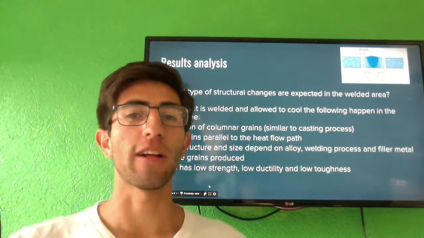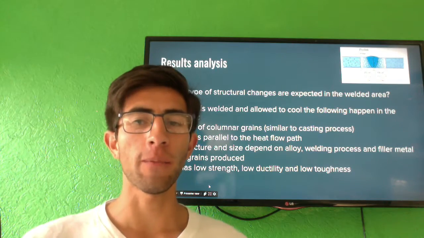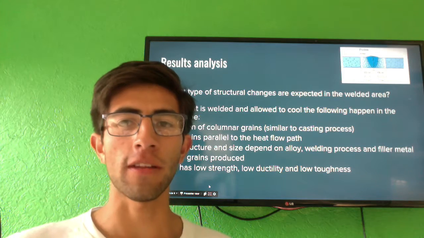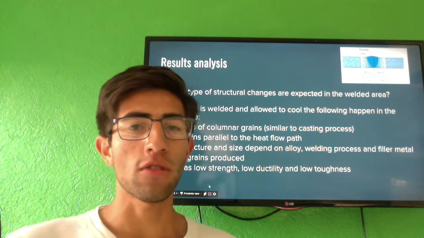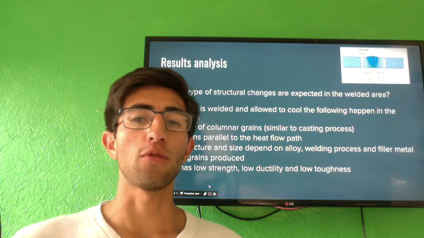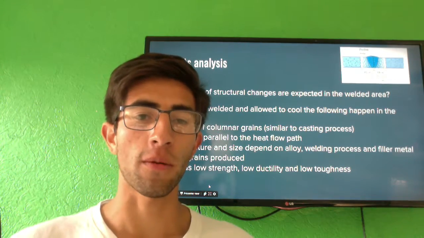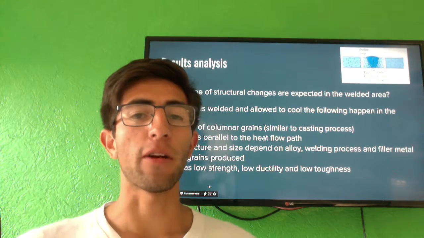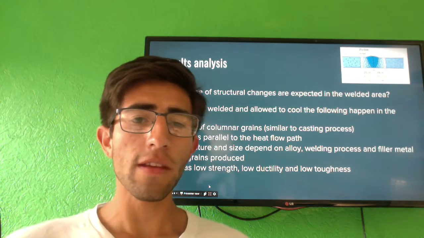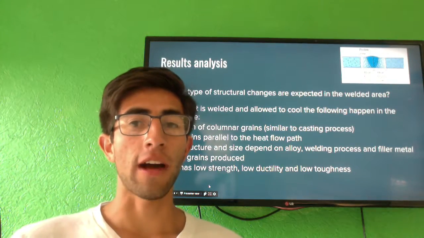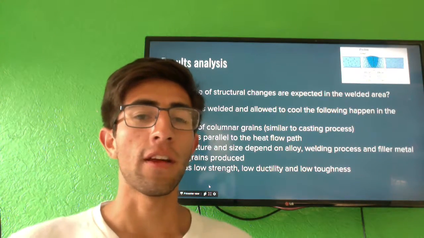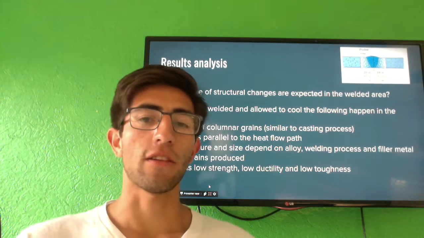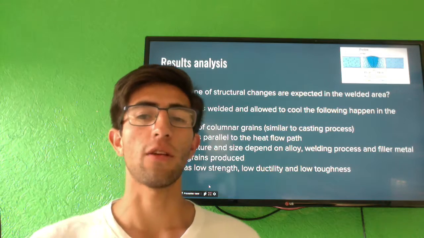What type of structural changes are expected in the welded area? Well, in the welded area there are two zones, the fusion zone and the heat-affected zone. After a joint is welded and allowed to cool, the following happens in the fusion zone. Formation of columnar grains that are long and parallel to the heat flow path. Grain structure and size depend on alloy, welding process, and filler metal. Coarse grain is produced. Thus, the fusion zone has low strength, low ductility, and low toughness.